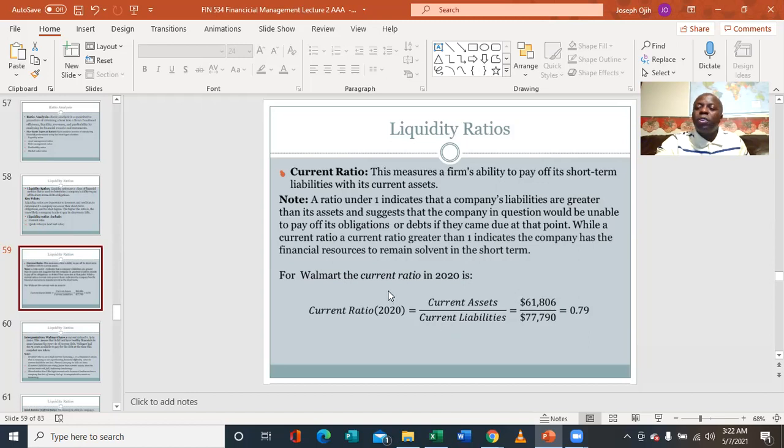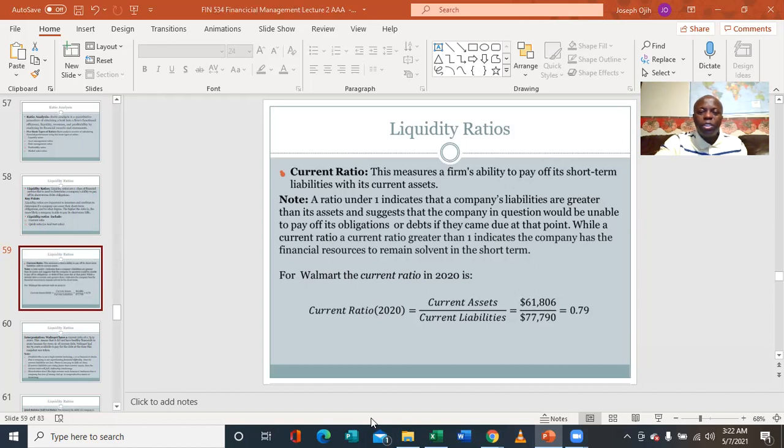Now let us check the current ratio for Walmart for the year 2020. Okay. In the process of doing that, I will also calculate their current ratio for 2021, even though 2021 has not ended yet, but at least the first quarter has ended. So let's see. I will take you to the balance sheet of Walmart so that we can do the calculation.